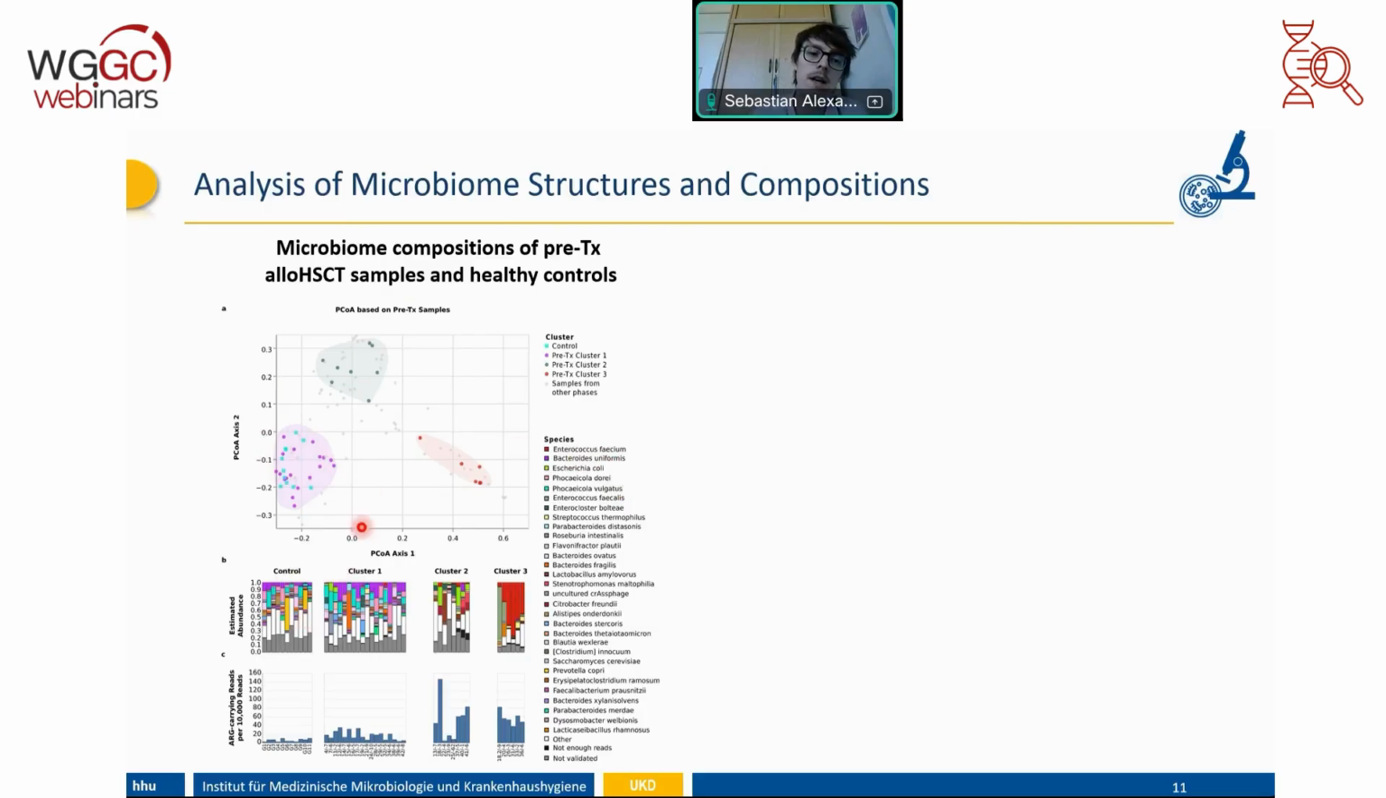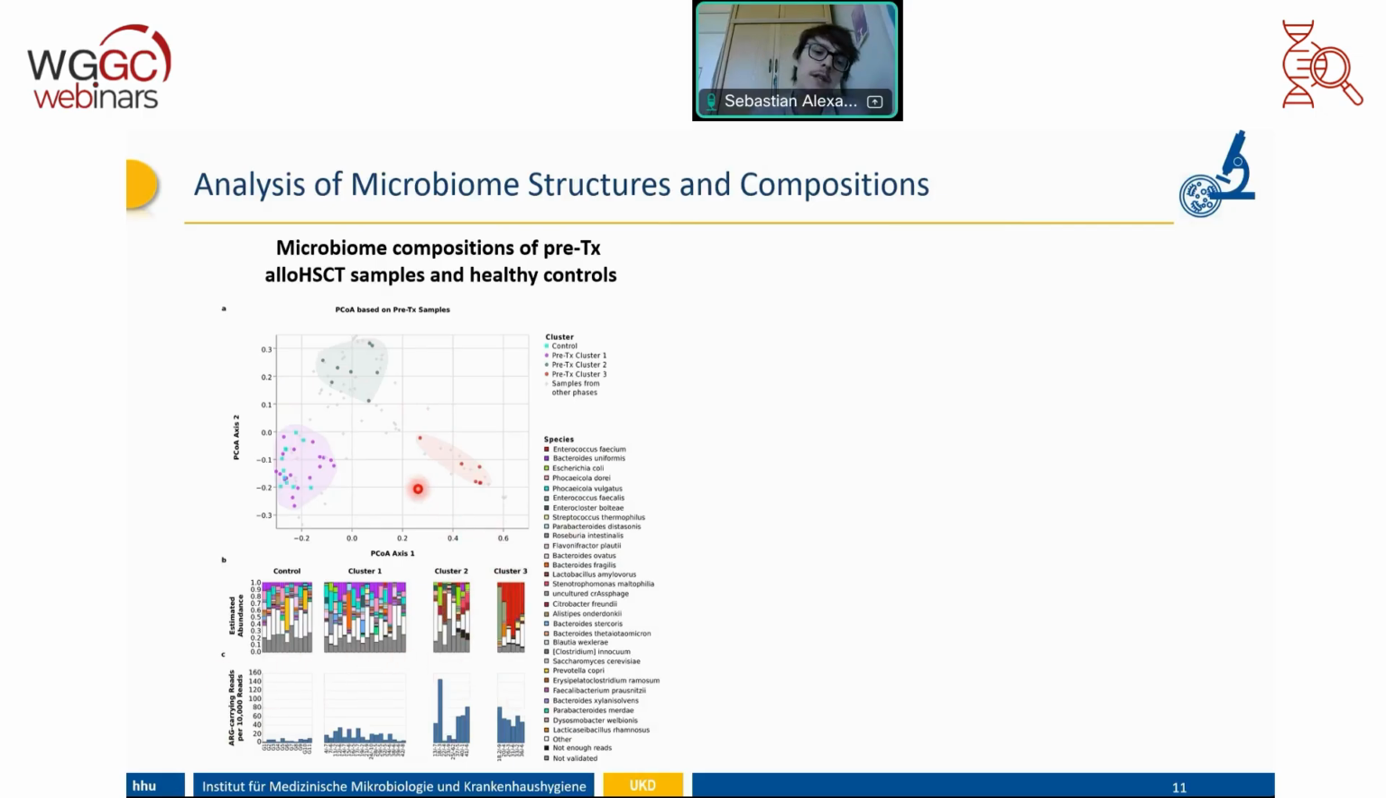Then we had this cluster 2, where we had no real domination of one specific species, and we had this cluster 3, which we defined as more unhealthy, where the microbial composition was dominated by Enterococcus faecium. At the same time, you can see the antibiotic resistance gene carrying reads, and we see an increase for cluster 3. So the unhealthy cluster has also more antibiotic resistance patterns than cluster 1.